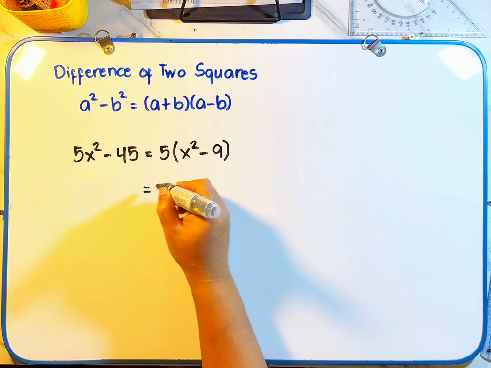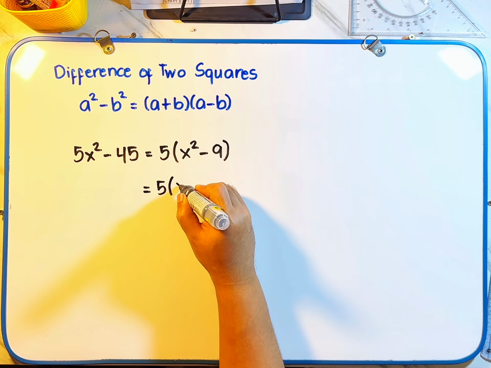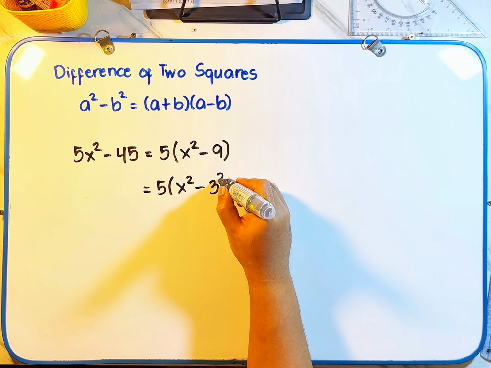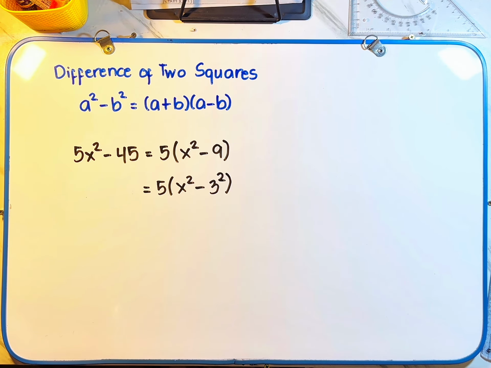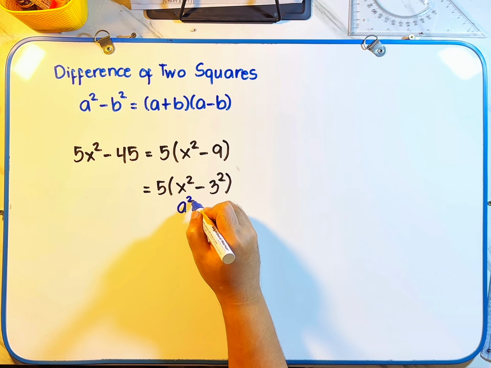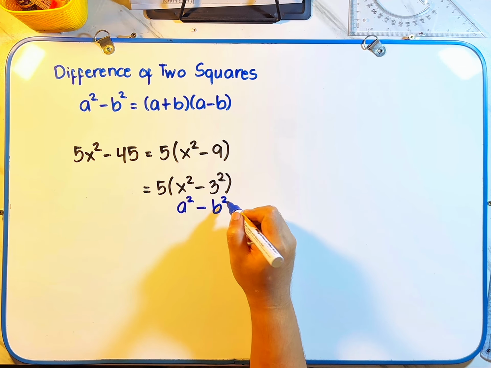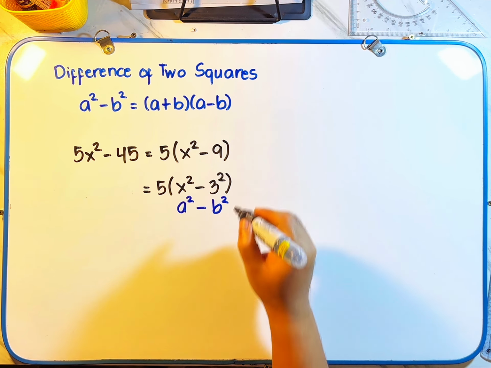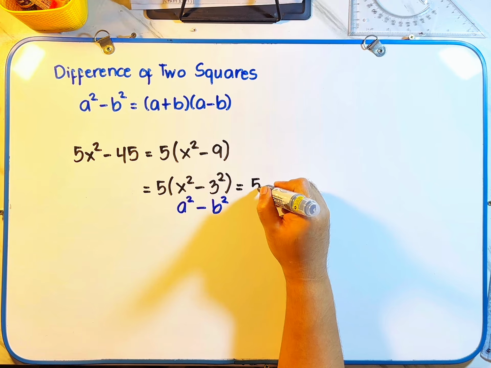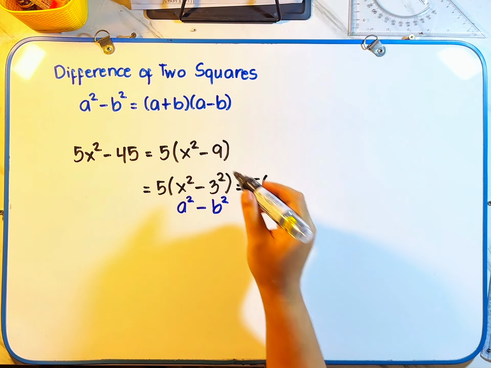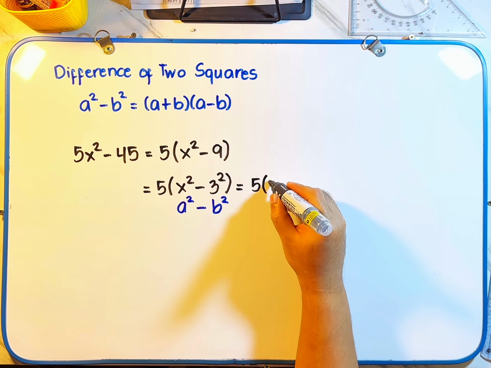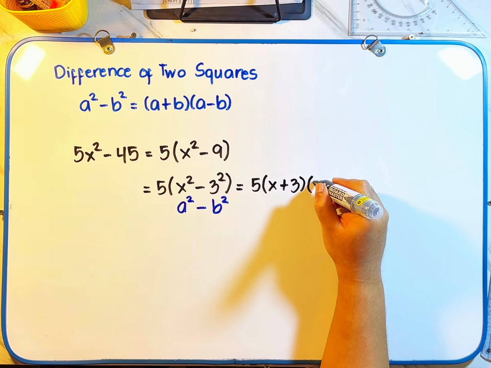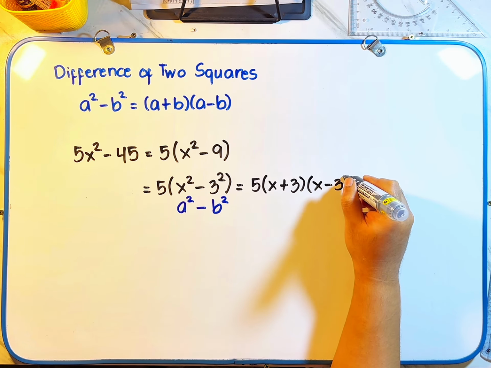Let us rewrite. 5 times x squared minus 9, which is equal to 3 squared. And therefore, this is in the form of a squared minus b squared. A is x, b is 3. So now we can factor further. This is equal to 5 and then times, let's apply a plus b, so x plus 3, and then times a minus b, so x minus 3.